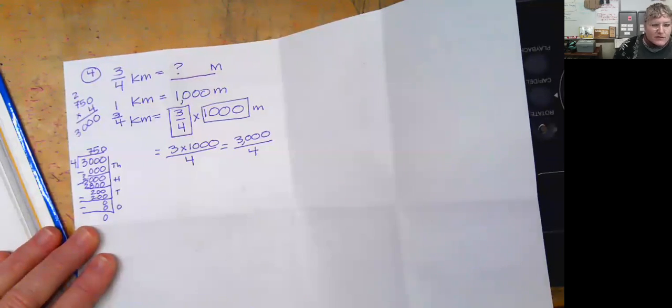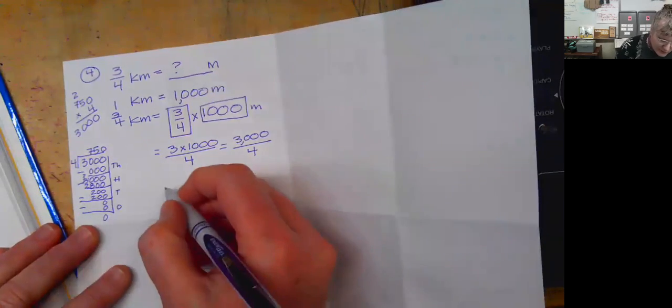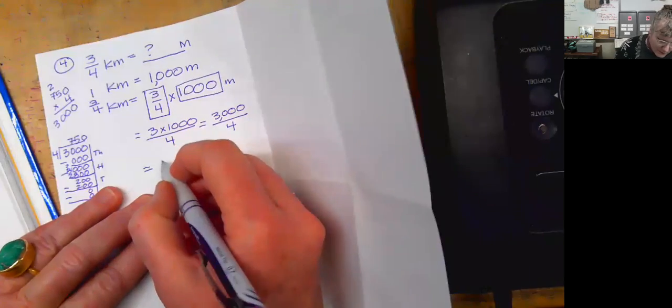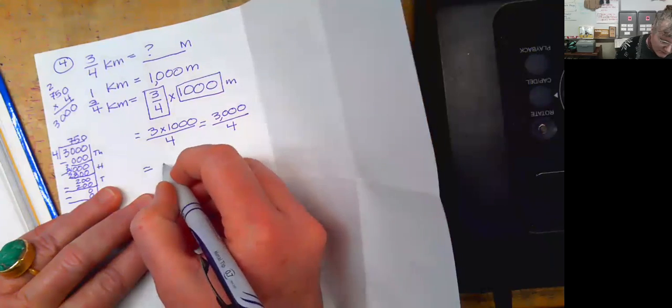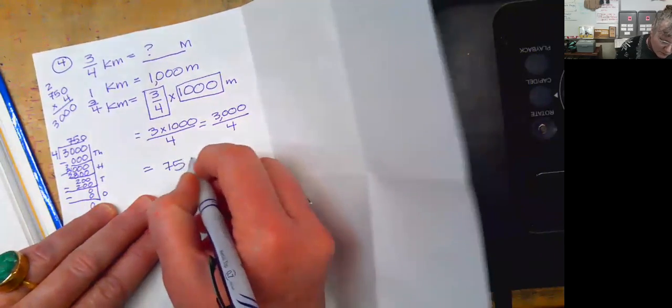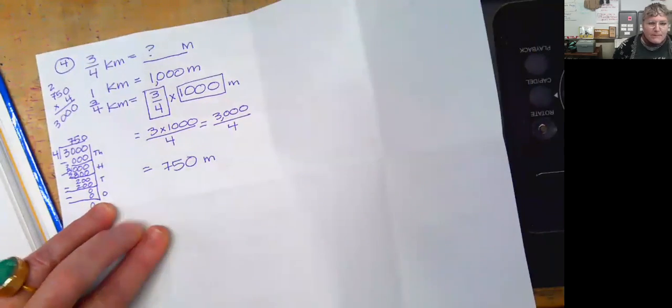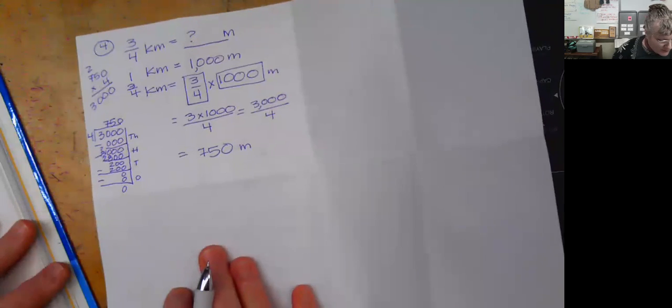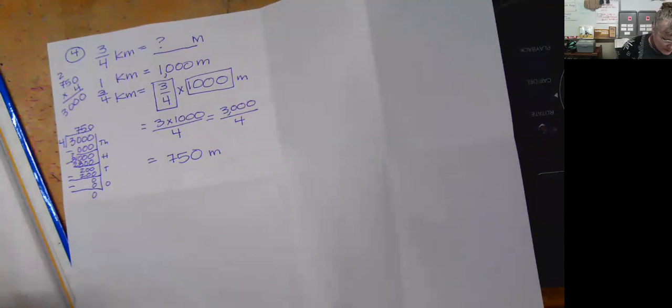And I got 3,000. So I know I did it correctly. So I know that 3/4 of a kilometer equals 750 meters. Okay. All right. We're going to do a few more together.